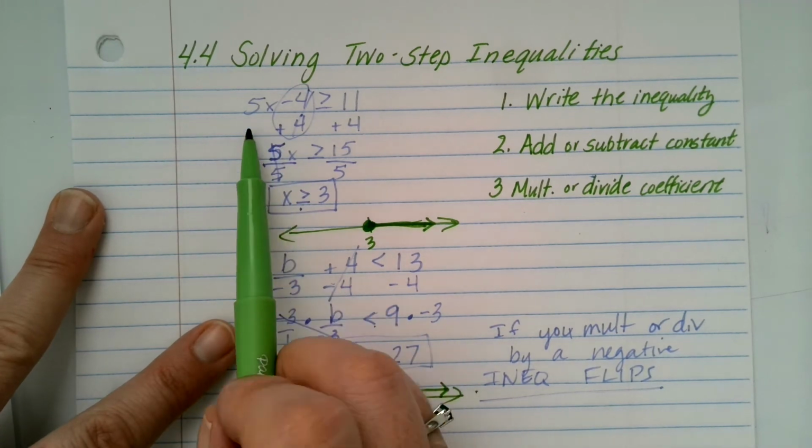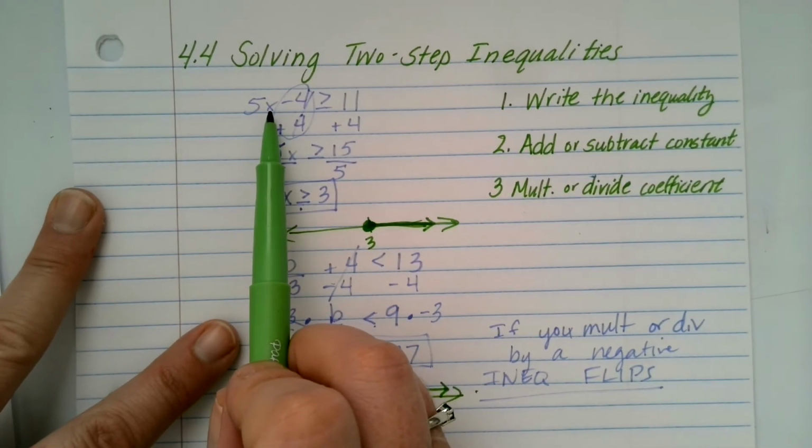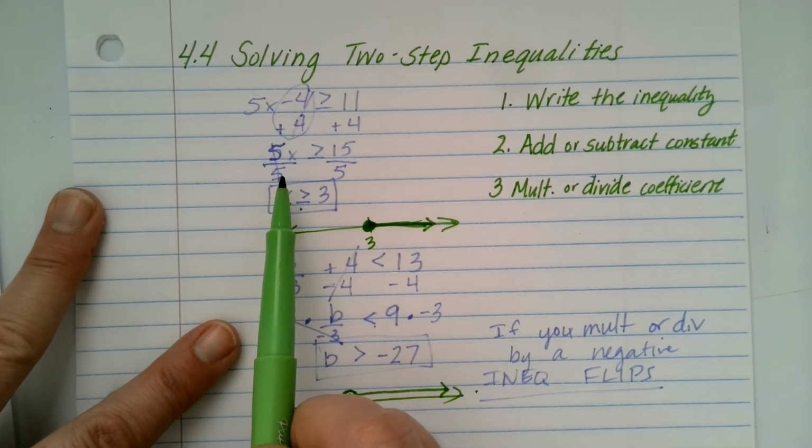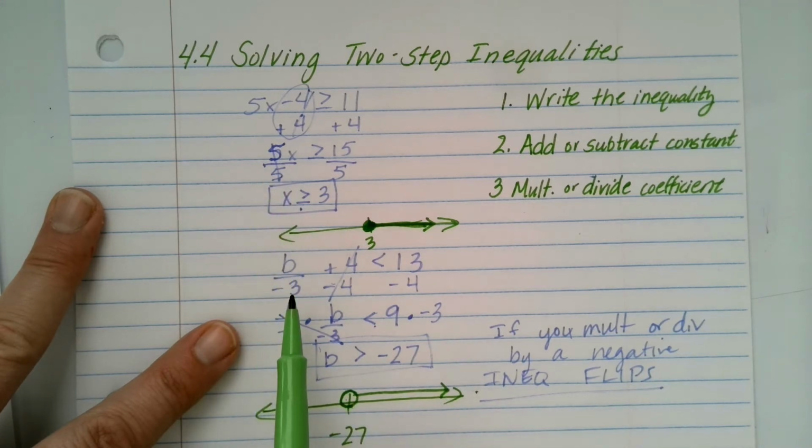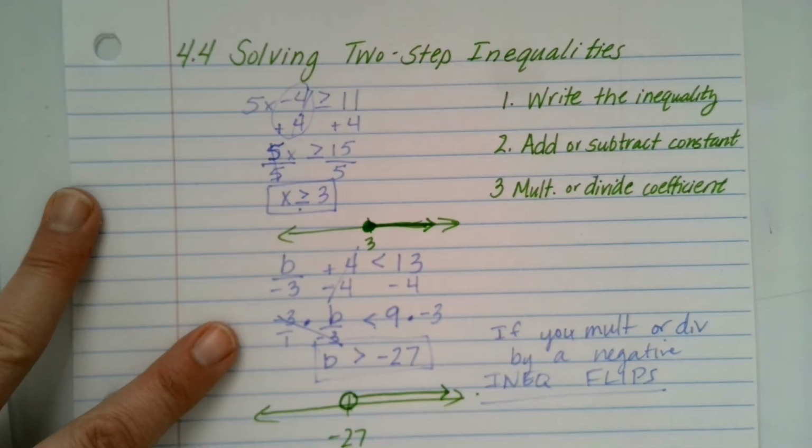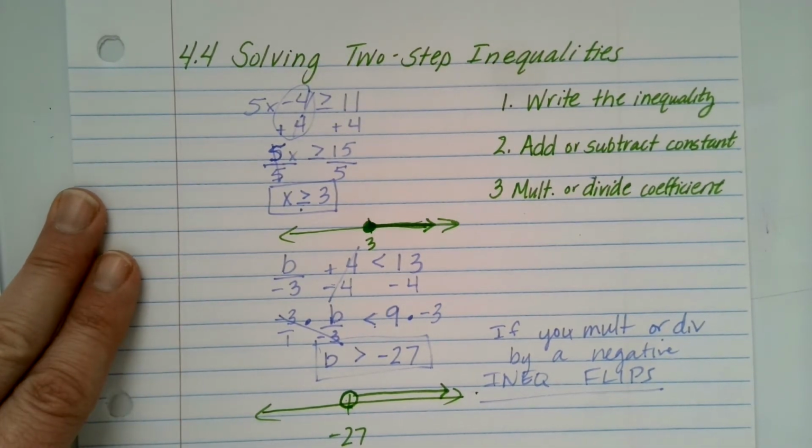So remember, use the inverse operation. If it's 5 times x, you're going to divide by 5. If it is b divided by 3, the inverse of division is multiplication. So you're going to multiply by 3. See how that works? Those easy steps will help you solve two-step inequalities. Do remember that if you multiply or divide by a negative number, the inequality symbol flips direction.